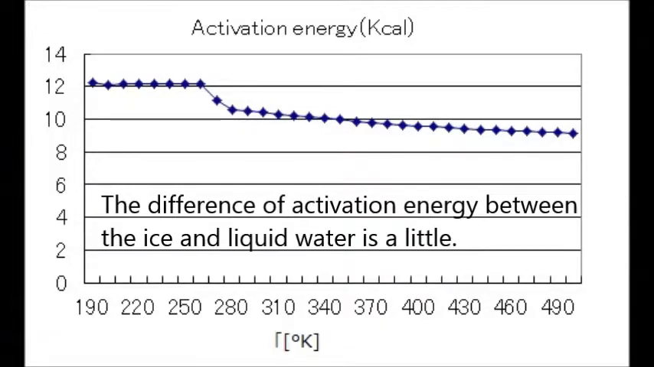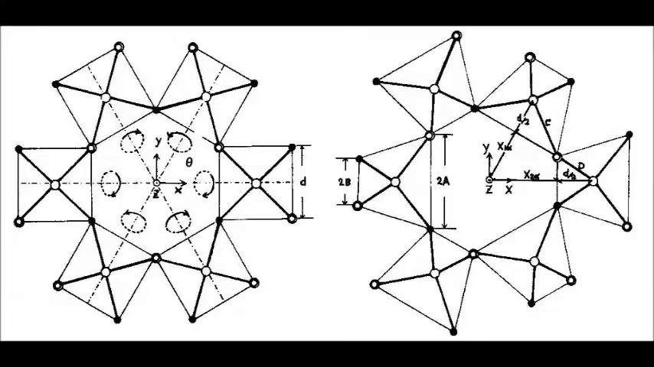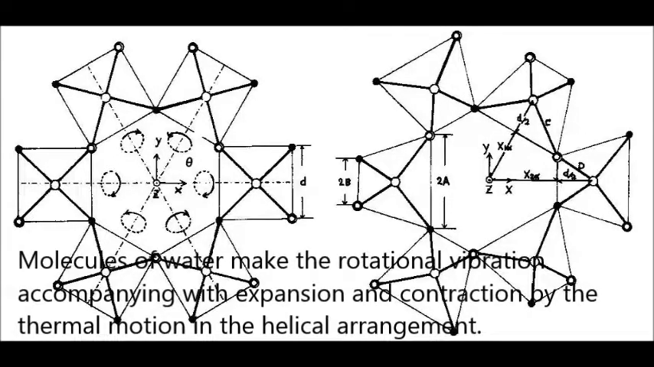The difference of activation energy between the ice and liquid water is a little. The molecule of water in liquid is tetrahedral. The unit connects along the three directions of the electric axis by the Coulomb force, and it is grown perpendicular to the electric axis. So, it forms a helix. The lattice structure of water is obtained by rotations of tetrahedron around the electric axis of beta structure.